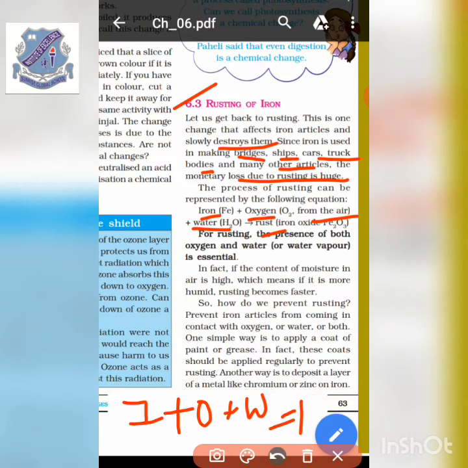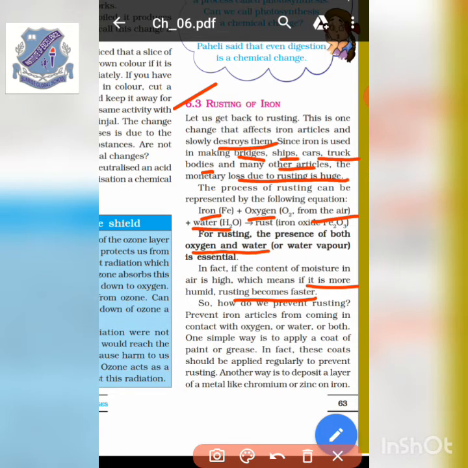For rusting, the presence of both oxygen and water is essential. In fact, if the moisture content of air is high, which means it is more humid, rust becomes faster. So अगर रस्टिंग हो रही है तो ये पॉसिबिलिटी है कि ऑक्सीजन और वाटर दोनों ही प्रेजेंट होंगे. कभी कभी मॉइस्चर की वजह से, that is in the air, the moisture in the air, that is humidity, when the air contains a large amount of water vapour.